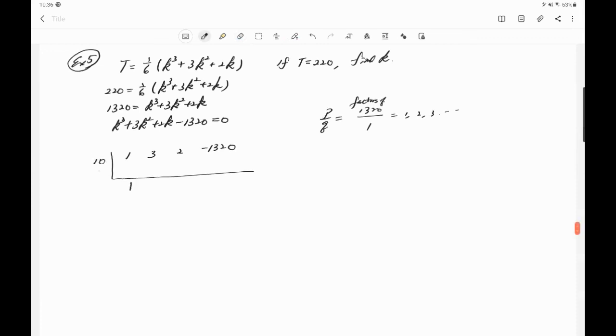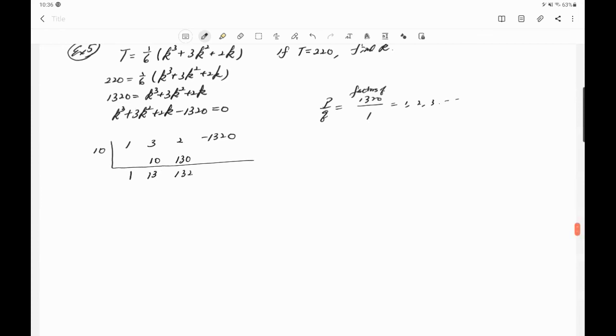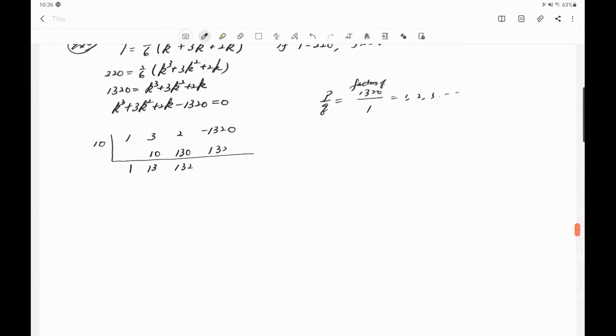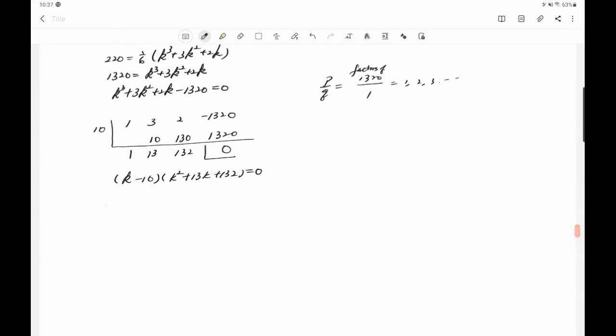All right, so 1 times 10 is 10. Then this is 130. Multiply, so 130. Then add it, 132. Look at this, this is 1320, and the sum is 0. So we can rewrite it: k minus 10 times k squared plus 13k plus 132 is equal to 0. Anyway, from here we know that k equals 10.